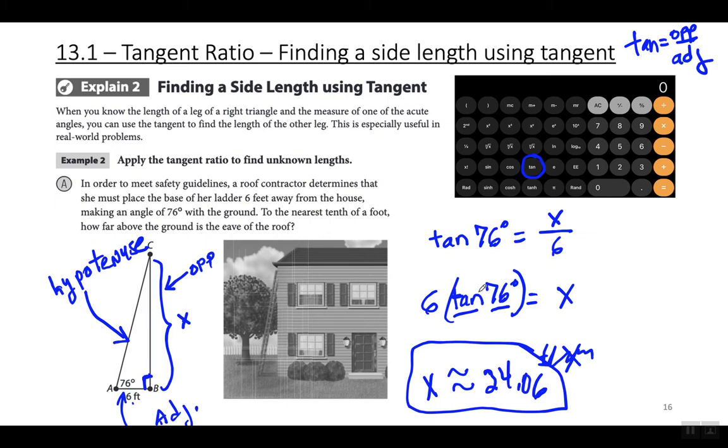So basically, all I'm doing is getting this first by doing the 76. I enter 76, and then I hit the tangent button. So in your calculator, you press 76, and then you hit the tangent button. Then you multiply whatever that gave you. Multiply, so hit the multiplication button, times 6, and then hit equals, and it should give you this answer, approximately 24.06 when you round.